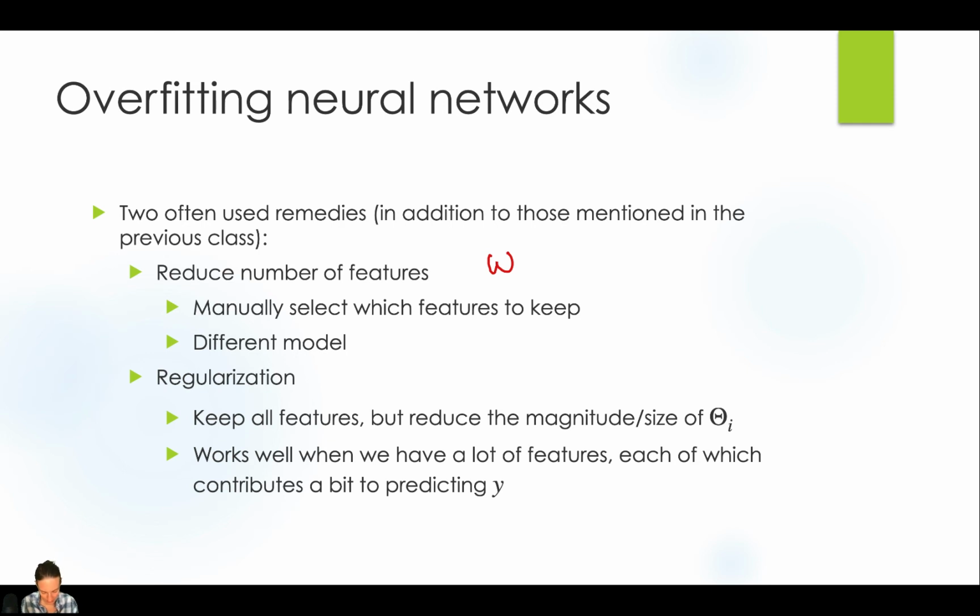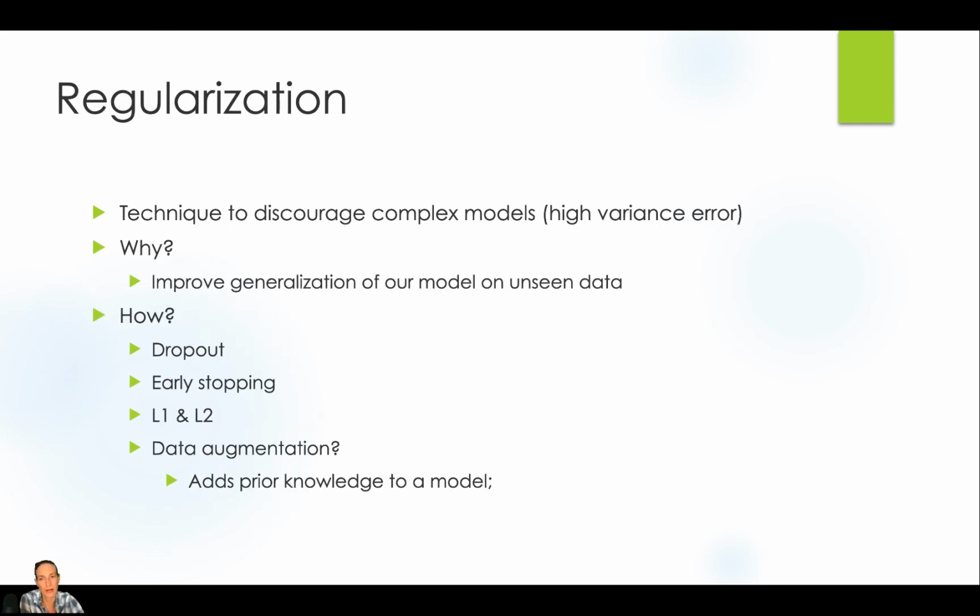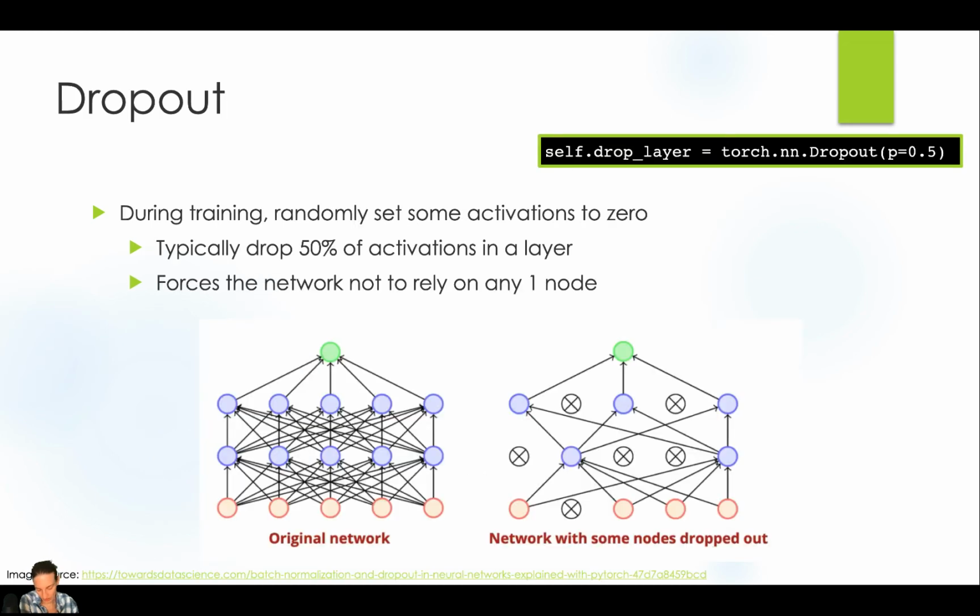Let's have a look at that. So how do we do regularization in neural networks? How do we improve generalization of our model for unseen data? There are a few techniques. Dropout, early stopping, stopping the training before it overfits to the data, augmenting your data, and adding some prior knowledge to a model. Let's look at some of these in more detail.